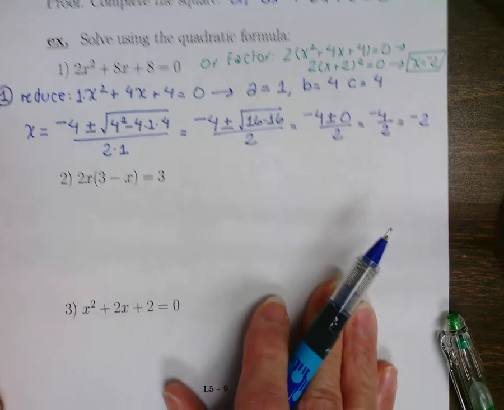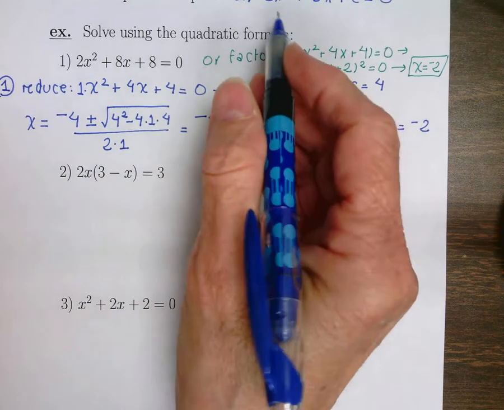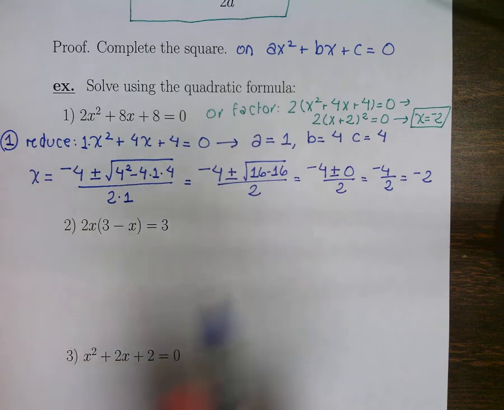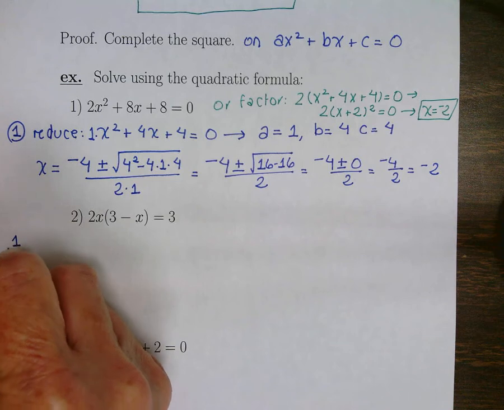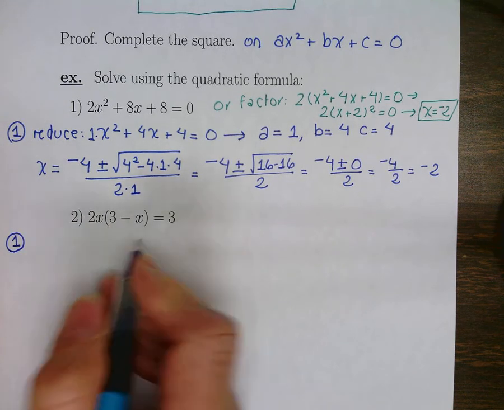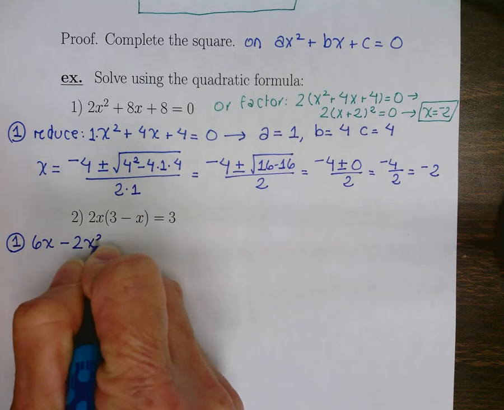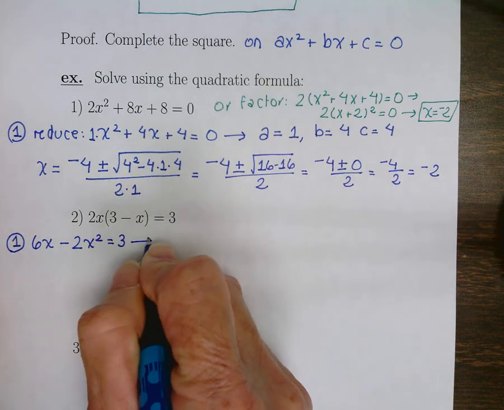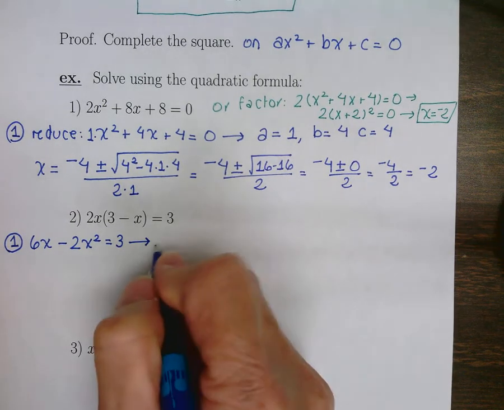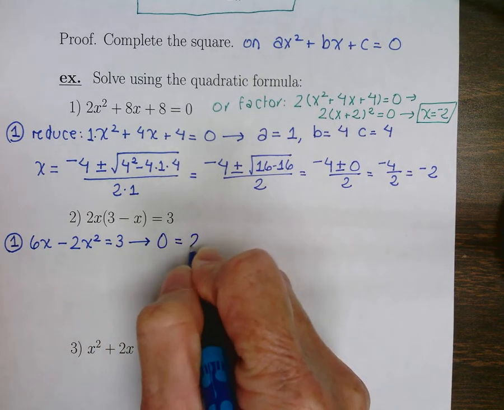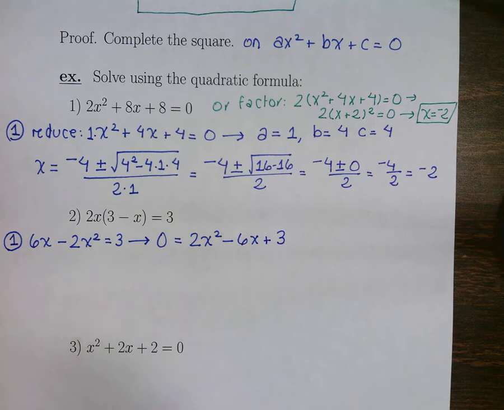Okay? For the second example, we have to make sure that we have the equation in the proper form, which means I have to have ax squared plus bx plus c equaling 0. So that's the first step that I have to take here, is to get this equation in that form. So if I multiply through, I get 6x minus 2x squared equals 3. And because I like my x squared term to be positive, I'm going to bring everything over to the other side so that I get 0 on one side of that equation.